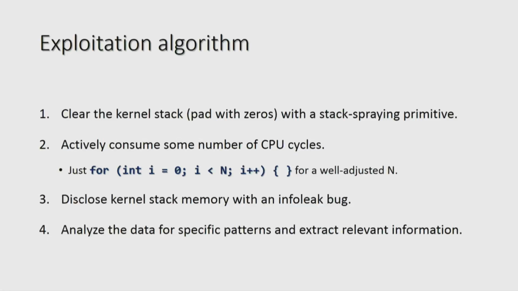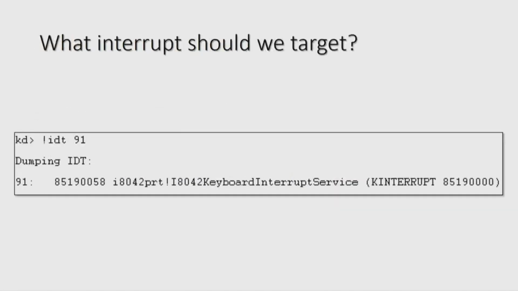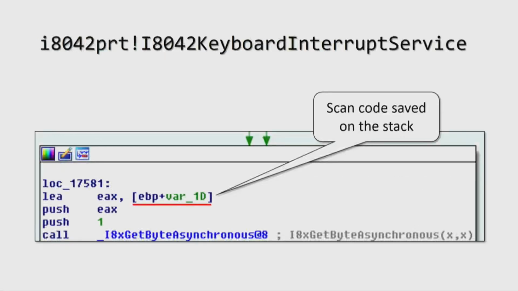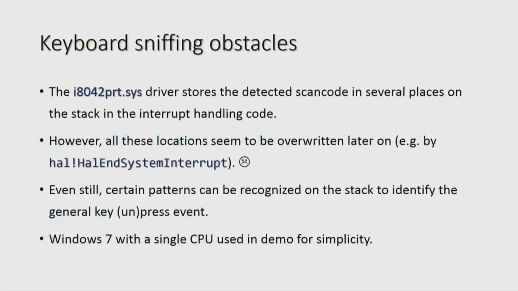We just disclosed the kernel stack memory with our vulnerability, and eventually analyze the data to see if there are any patterns that we can recognize to find out about some system activity. And so the question about what interrupt should we target is quite simple, at least for VirtualBox. We have this interrupt that handles keyboard presses, which is good enough for us. And this routine for handling these key presses actually saves the scan code on the stack. So that looks very promising.